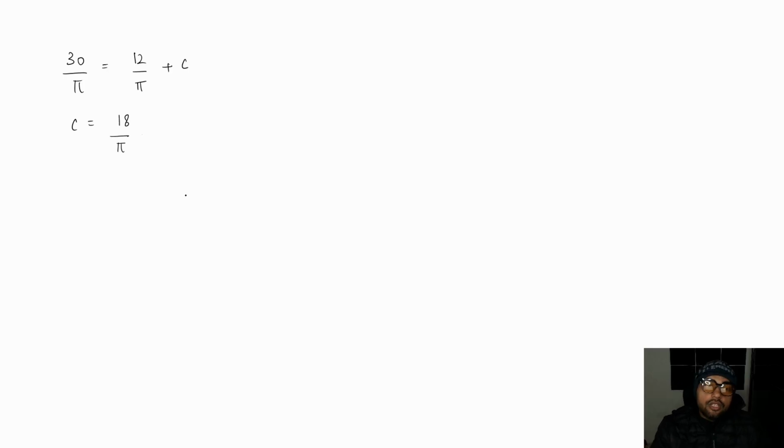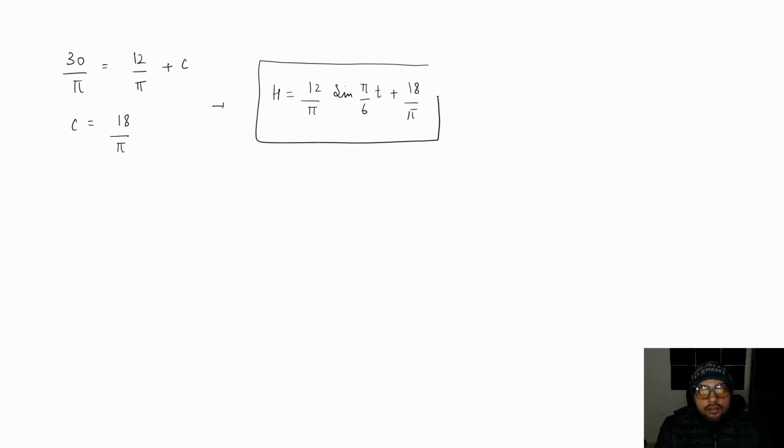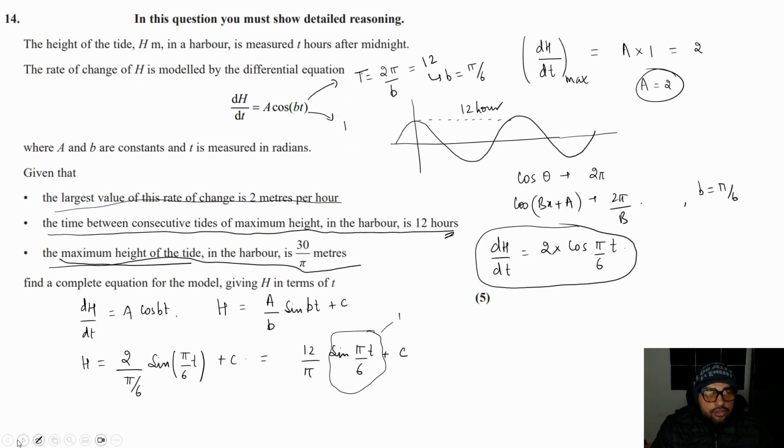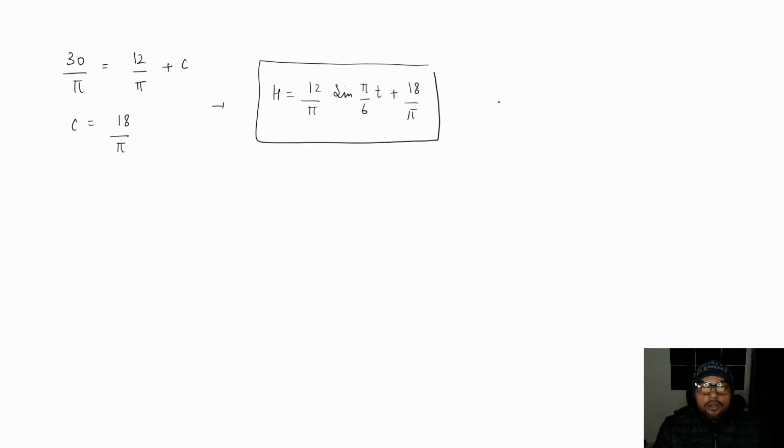So what is the original equation which we'll be getting here? That is h equals 12 by pi sine of pi by 6 t plus 18 by pi. Okay, this is the final solution, the complete equation for the model. Okay, students, so this is how we need to solve this question.